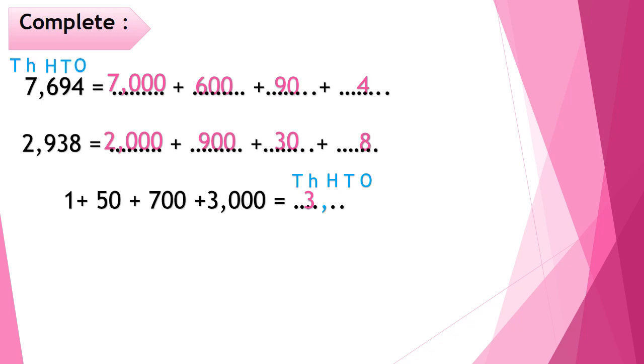In the hundreds place, which number will I put in hundreds? In hundreds, how many zeros? 2 zeros. So which number contains 2 zeros? 700. Can I write 700 here in hundreds? Can I write 7 and 2 zeros? No, I will take 7 only. I will not take 2 zeros. I will take 7 only.